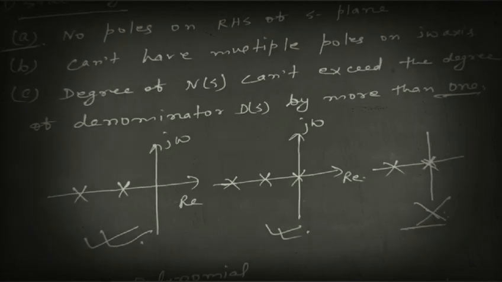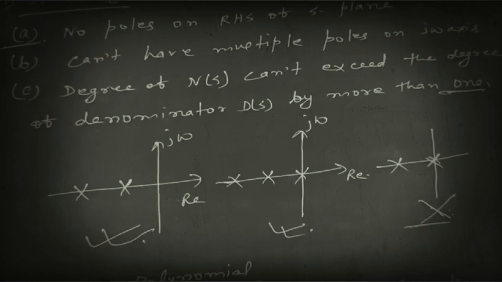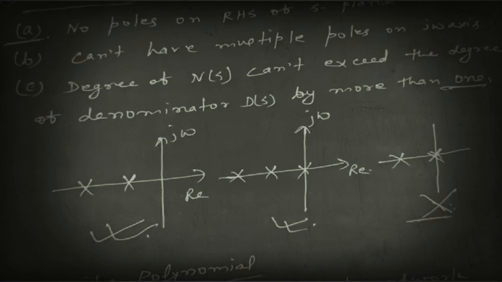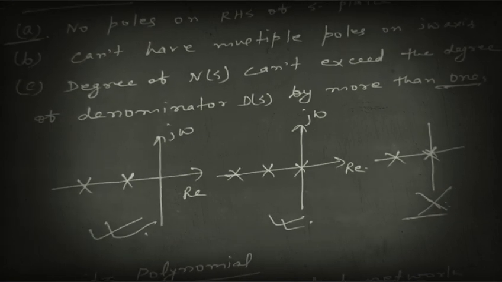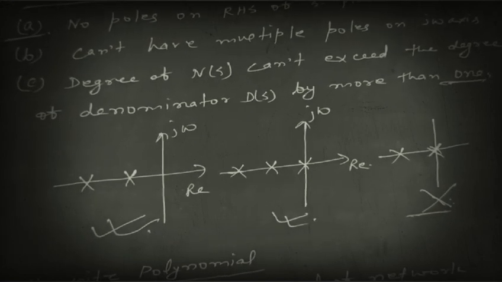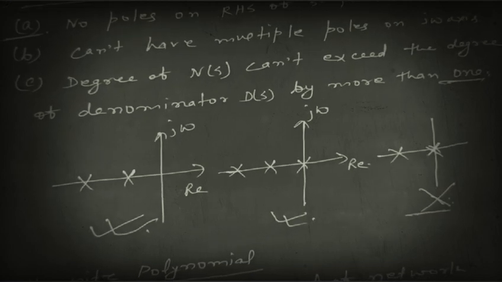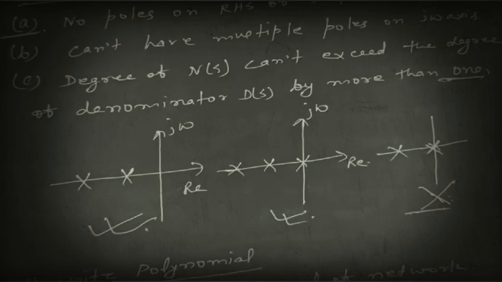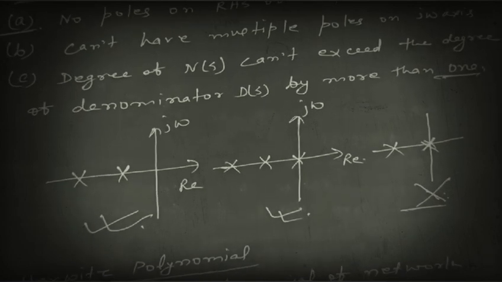Next, the degree of N(s) cannot exceed the degree of the denominator D(s) by more than 1. That means suppose the highest degree of the numerator is s to the power 5. Then the highest degree of the denominator should be s to the power 4. That means the degree should not exceed by more than 1.